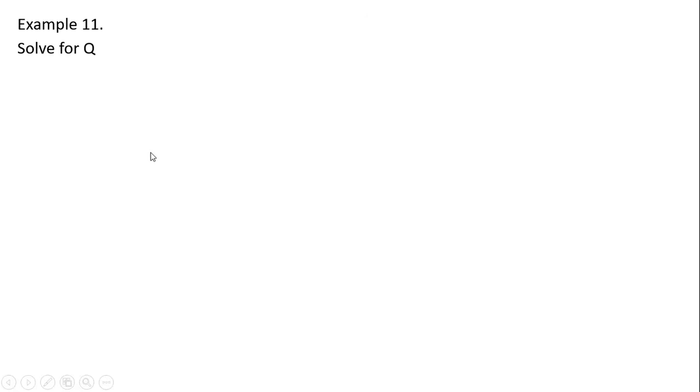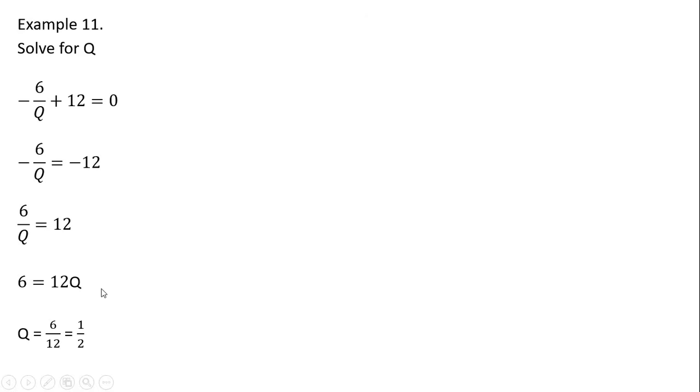Example 11, solving for q. Subtracting 12 from both sides. The minus signs will cancel, or multiplying both sides through by -1 gives us this result. Multiplying both sides through by q. The q's will cancel on the left-hand side, but we've got 12q. And now finally dividing everything through by 12. q equals 1/2.